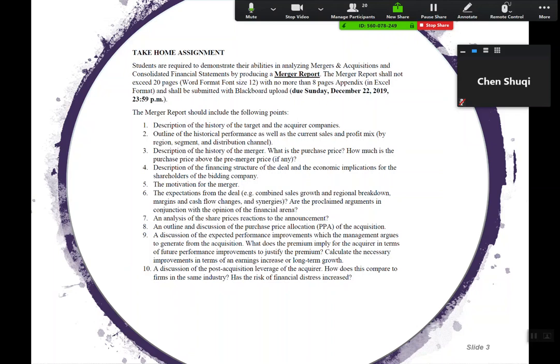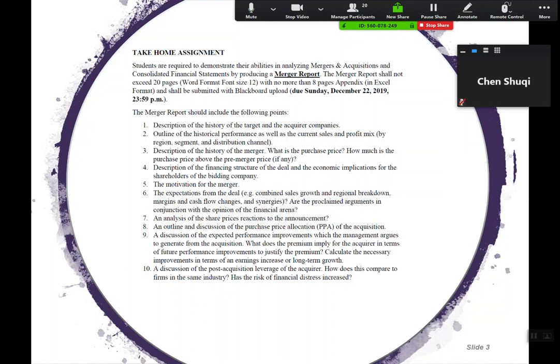Then, and probably this is new, we have not covered it, but we're gonna discuss it today. I'm also interested that you provide a description of the financing structure of the merger. Meaning, how was the purchase price paid? Was it paid in cash? Was it paid by issuing new shares? Was it paid partly by raising debt from a bank? And I would like you also to talk about the economic implications of this financing structure. We're gonna discuss later today what these economic implications could be.